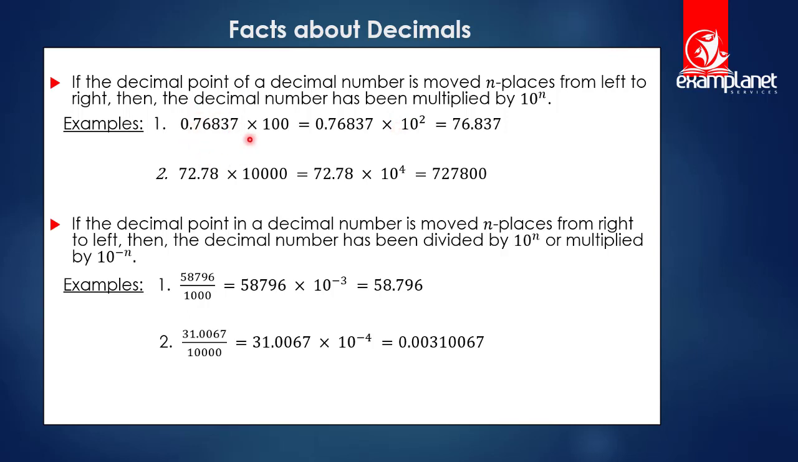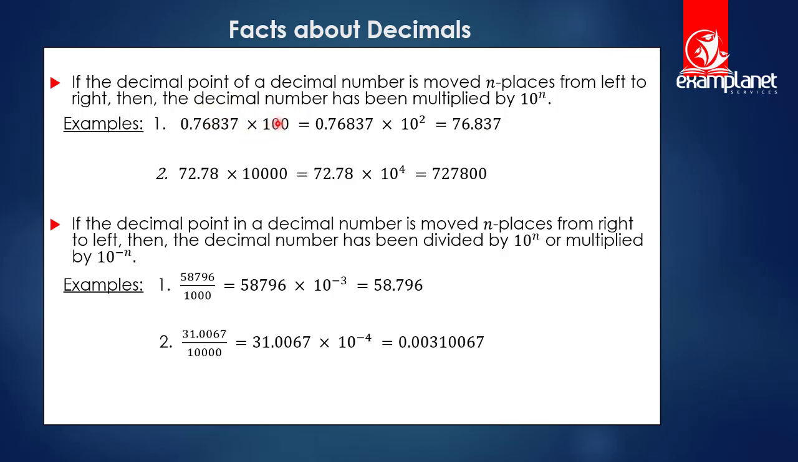Okay, so for example here, I have 0.76837 times 100. Now this is the same as 0.76837 times 10 to the power 2. And what does this mean? It means that if I see times 10 to the power 2, I'll move my point from left to right 2 times. So I have 1, then 2. So my point comes here. And therefore, my final answer will be 76.837.